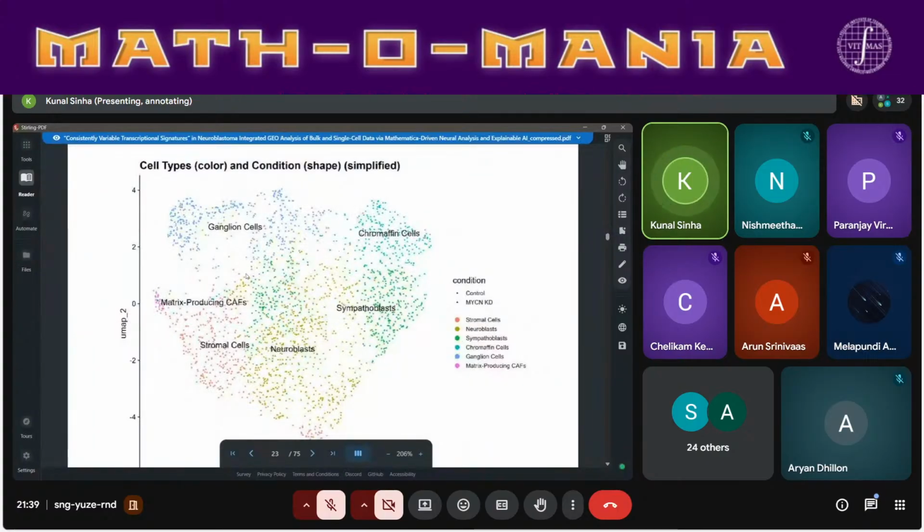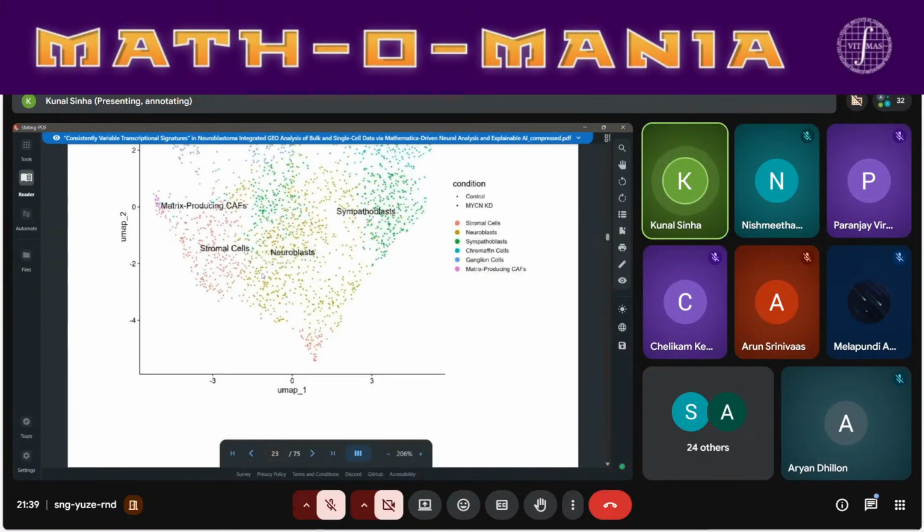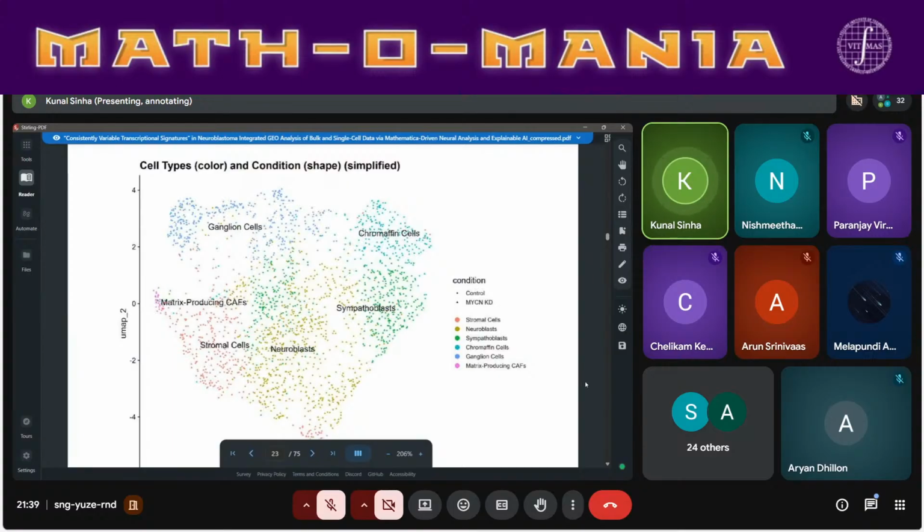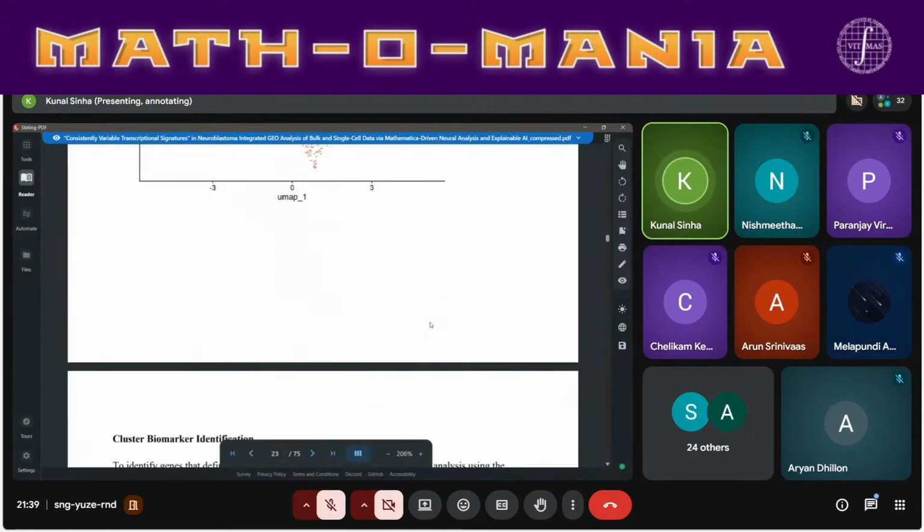So these are the different cells that we have in neuroblastoma: chromaffin, sympathoblast, neuroblast, stromal cells, matrix-producing CFs, and ganglion cells. Now, these are all present in the same tissue, but they have different gene expressions. That is, they have different DEGs. And if you have a certain number of DEGs, like 4 or 5 DEGs with the expression levels, you can use them to identify which cell it is and which tissue it belongs to. You can actually use it to identify that, right?